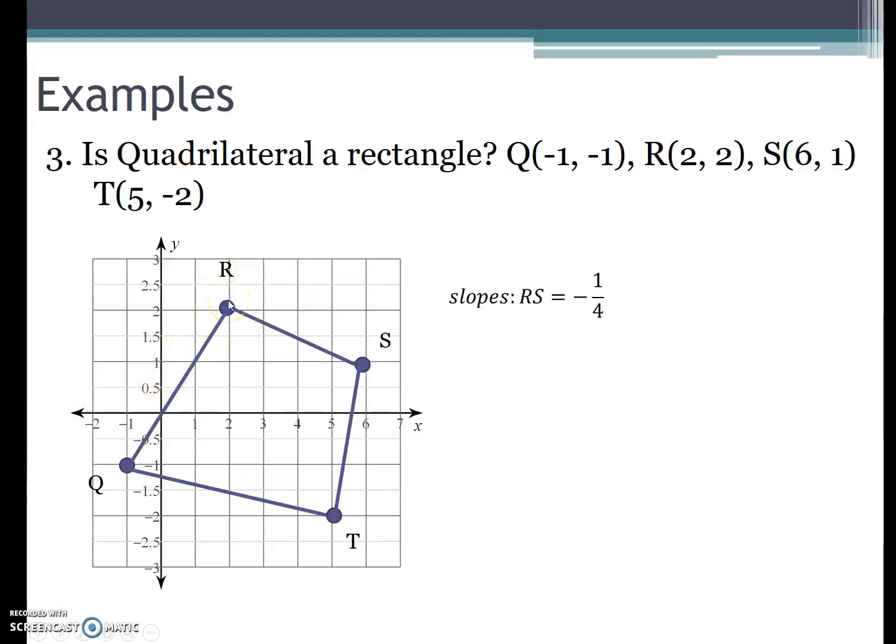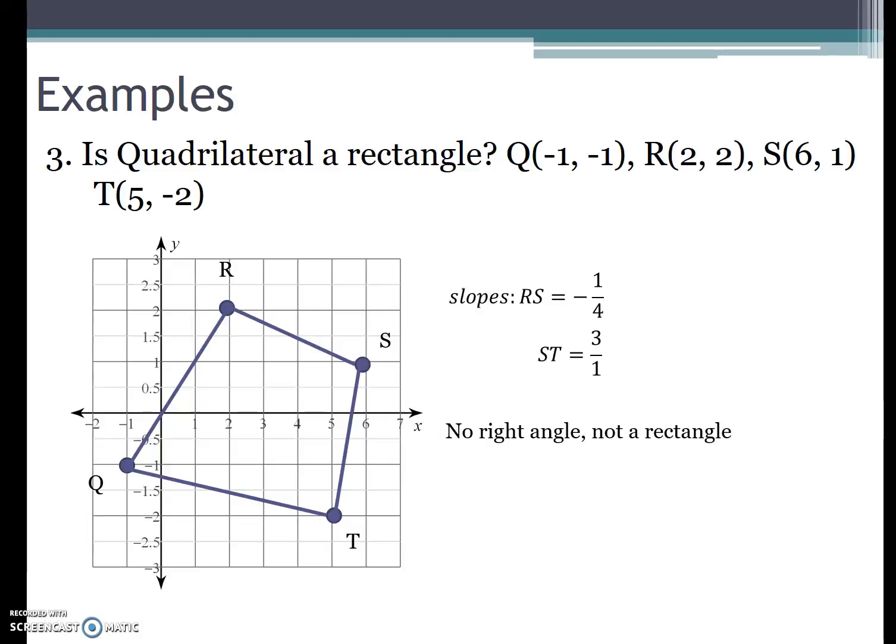So I see my slope for RS is down 1 over 1, 2, 3, 4, so that's -1/4. And then ST is up 1, 2, 3 over 1. So that's enough for us to say that these are not opposite reciprocals, therefore they are not perpendicular, therefore it is not a rectangle. Okay? All right, so that's the first half of this lesson.